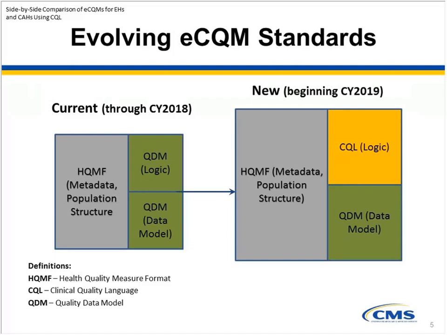This illustration is one of the ways we represent the evolution of the current standards using and creating the electronic specifications for eCQMs. On the left is the Health Quality Measures Format, HQMF, which is the basic electronic specification for the measure. The Quality Data Model, QDM, provides information to help finalize the HQMF and is divided into two parts, the data model and the logic. Now that we're moving to CQL, the HQMF will continue to provide the metadata and population structure, and the QDM will still provide the data model, but CQL will now represent the logic used in the HQMF, depicted on the picture to the right. Next slide, please.